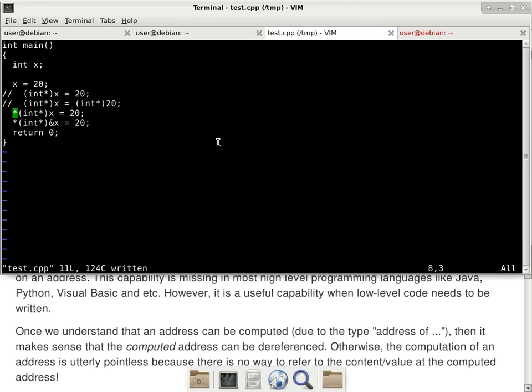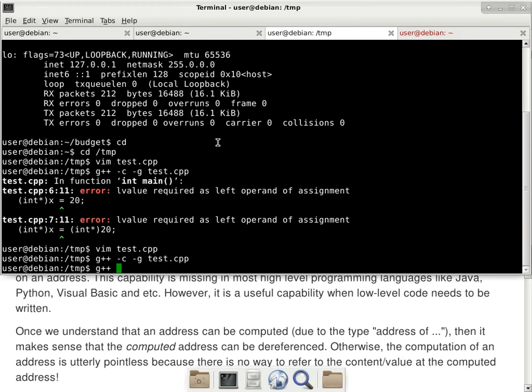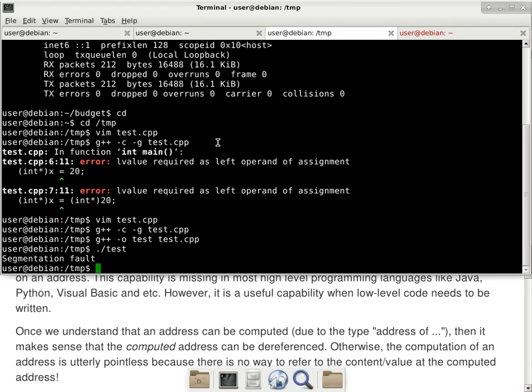All right. So what we'll do now is actually compile the program and run it. Okay. So g++ -c -g test.cpp, g++ -o test test.cpp, and just run it. Segmentation fault. Okay, the program is crashing. When you deal with pointers, you can expect your program to crash like this, okay? Which means running your program outside of GDB is not going to be very helpful.